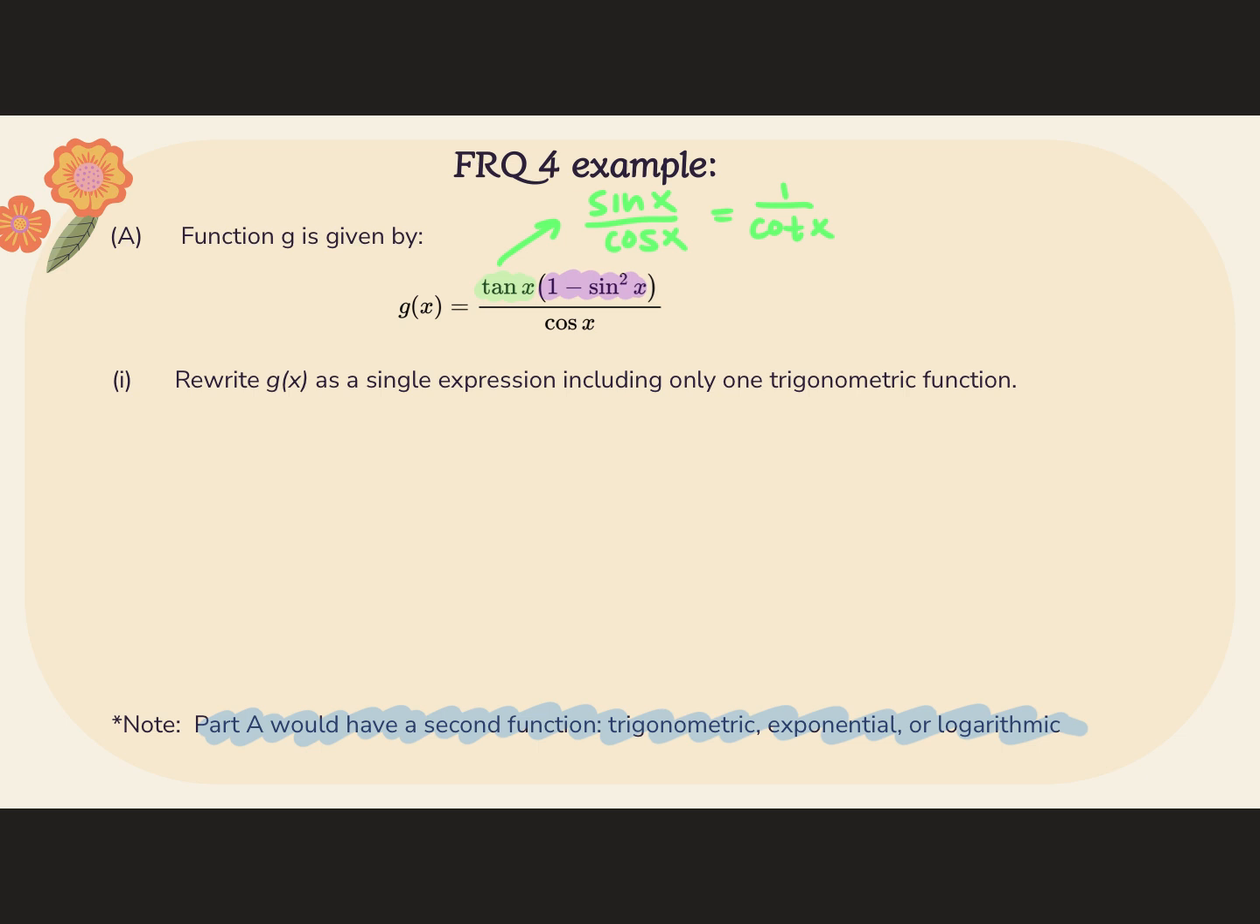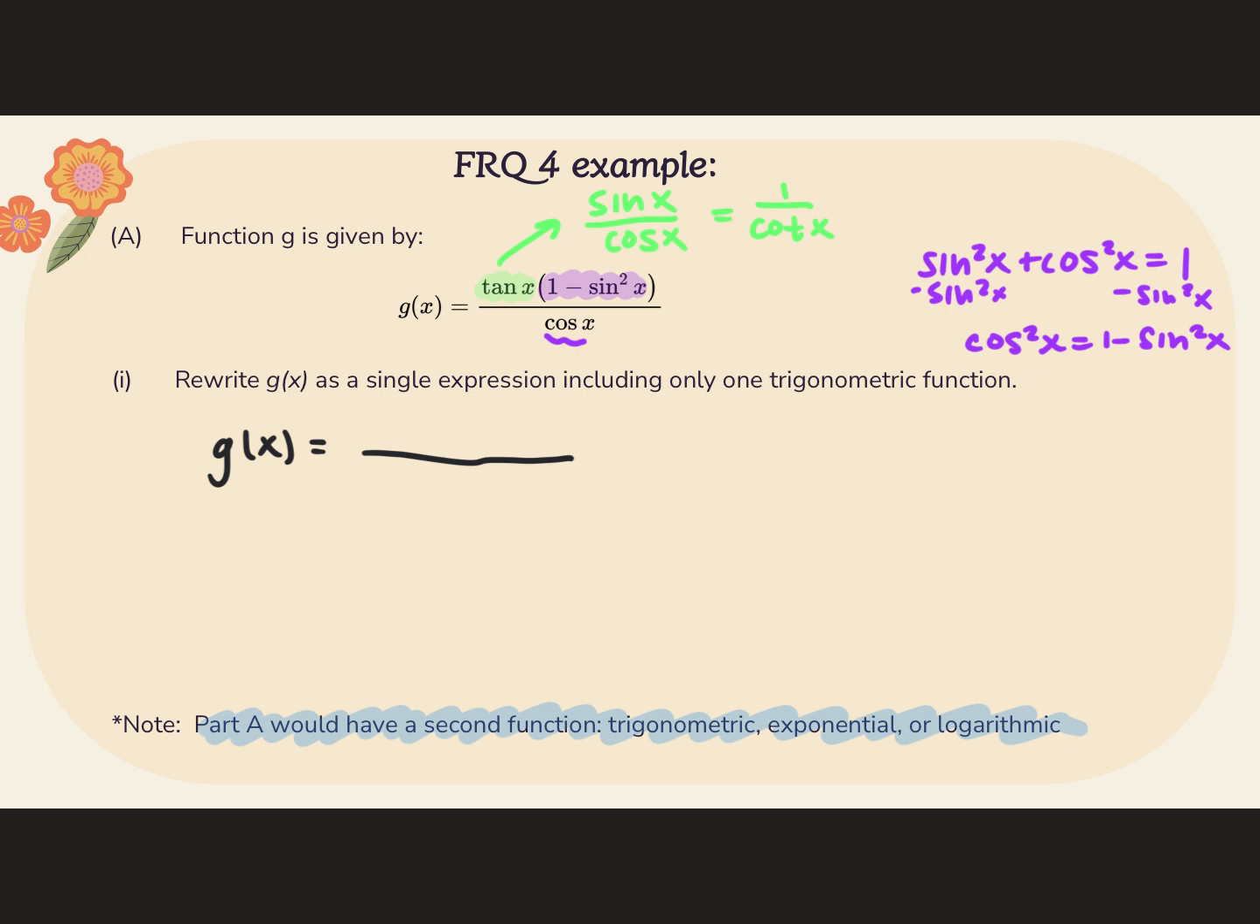I also see 1 minus sine squared x, which kind of reminds me of the Pythagorean identities, specifically that first one, sine squared x plus cosine squared x equals 1. If I subtract sine squared from both sides, I get cosine squared x is equal to 1 minus sine squared x. So that would be another substitution option. I like that one because I see a cosine in the bottom. I feel like I have enough to get started, so I'm going to make those substitutions and see what we get.